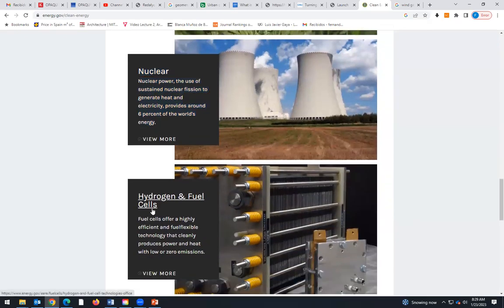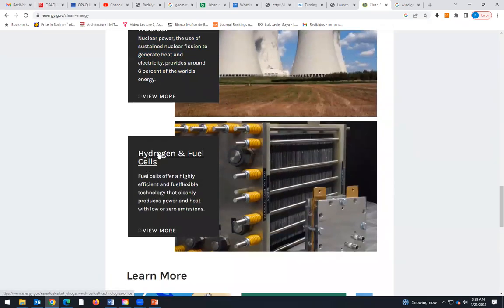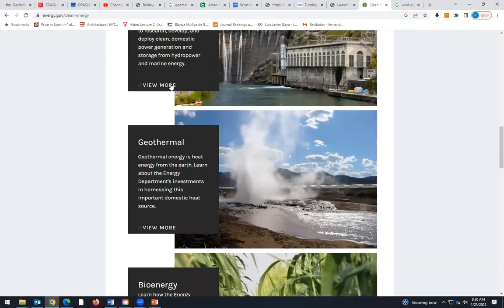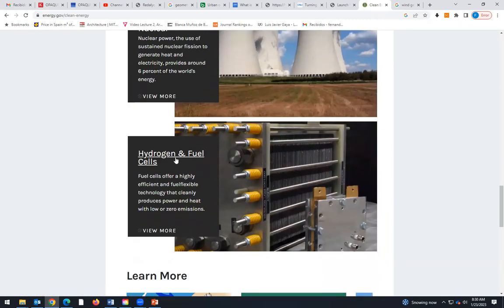And then we have hydrogen again. Hydrogen itself is clean. The problem is the way we have to generate hydrogen. If we generate hydrogen by burning fossil fuels, then it's far from being green. If we can generate hydrogen out of renewable energies or nuclear energy, then it becomes a clean energy.